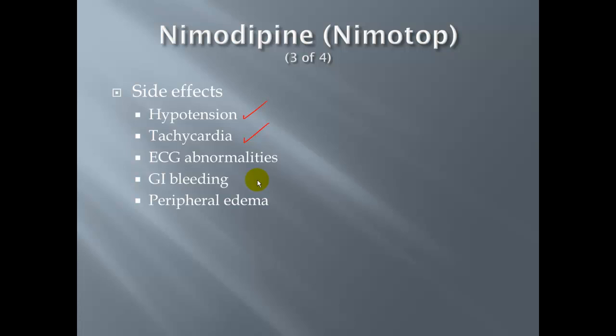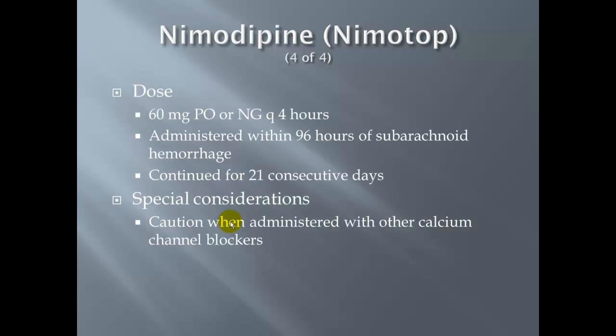Tachycardia, which may be rebound from the way that it works. EKG abnormalities, GI bleeding, and peripheral edema. Dose on this, 60 milligrams PO or nasogastric every 4 hours, administered within 96 hours of subarachnoid hemorrhage, continued for 21 consecutive days. Special considerations: caution when administered with other calcium channel blockers, and you're just going to overdo it.